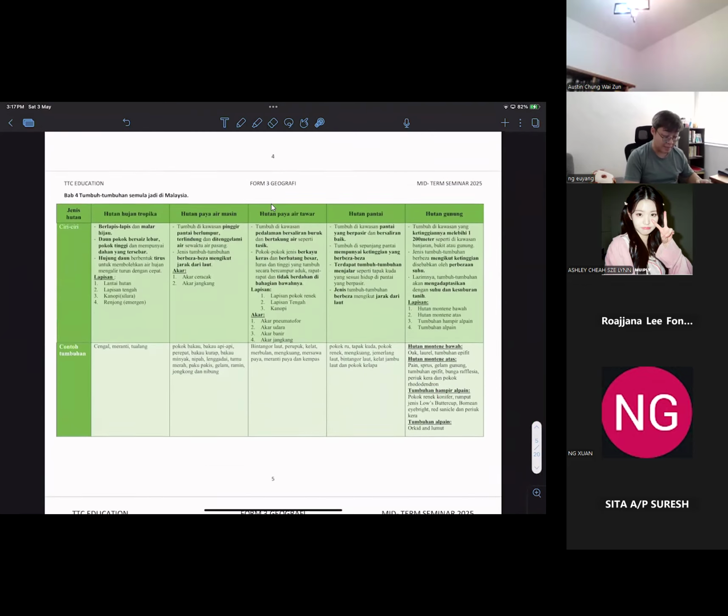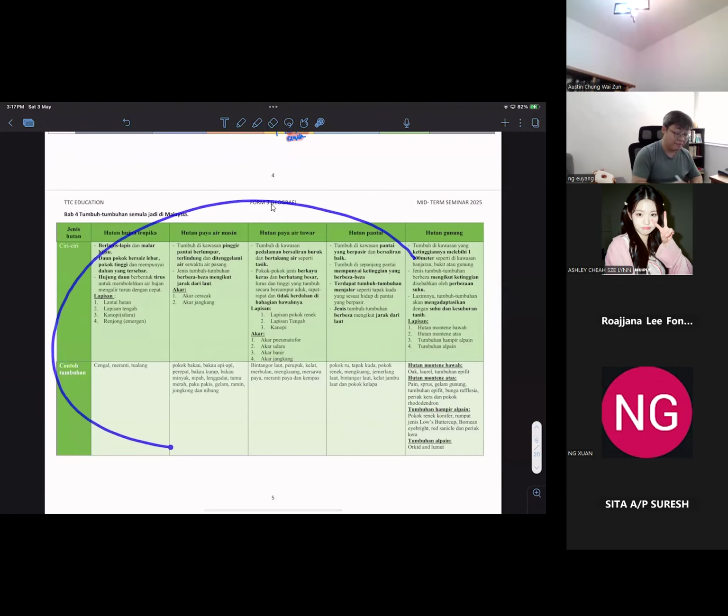So bab 3, a lot of items to memorize. And your bab 4, give me 3 more minutes. So we have around 10 more minutes to settle some of the exercises structure. Okay, at least one essay question.